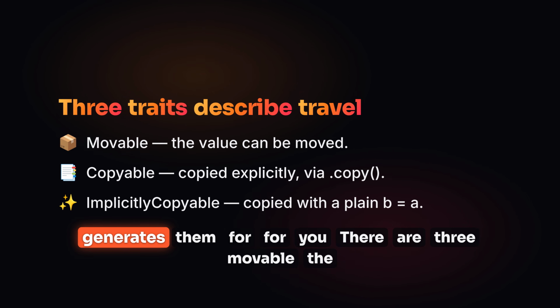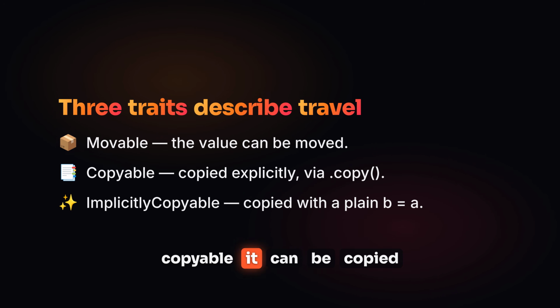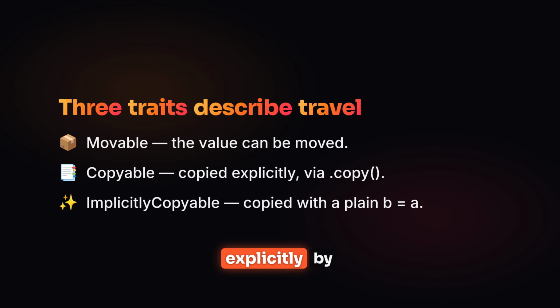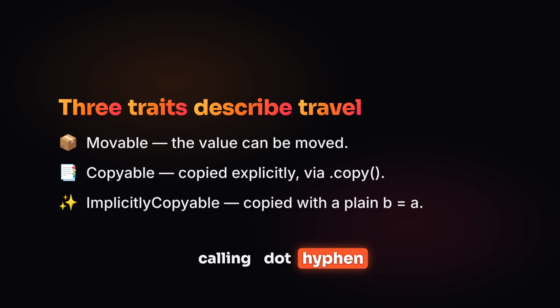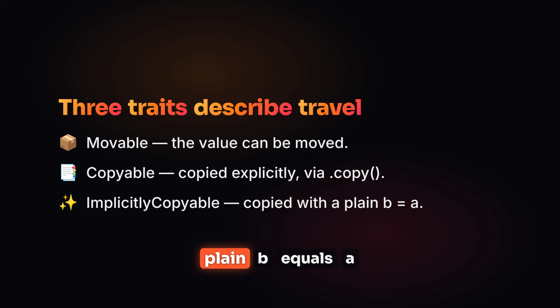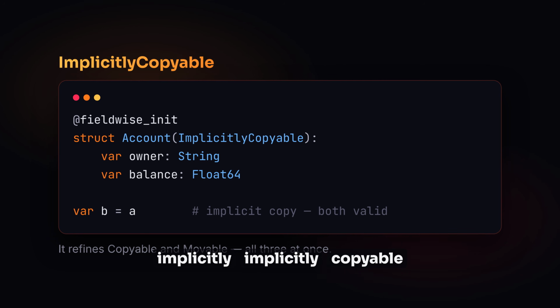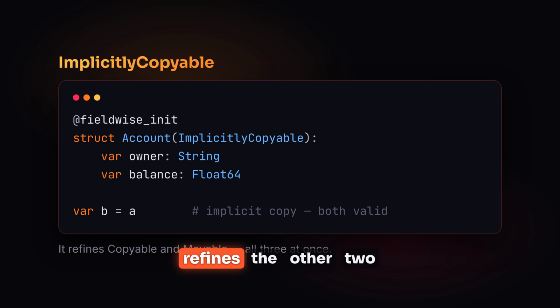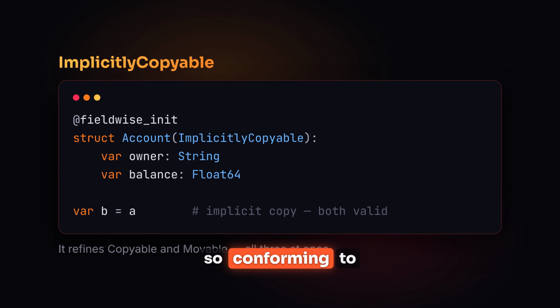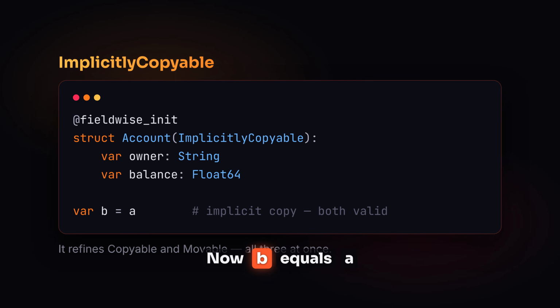There are 3 traits. Movable: the value can be moved. Copyable: it can be copied explicitly by calling .copy. And ImplicitlyCopyable: it's copied with a plain b equals a. Now ImplicitlyCopyable refines the other 2, so conforming to it gives you all 3 behaviors at once. Now b equals a just works and both are valid independent values.